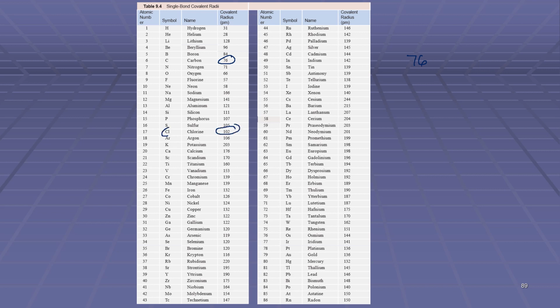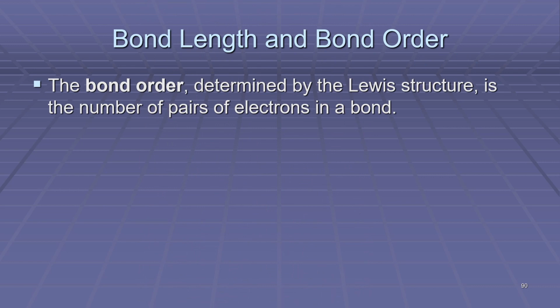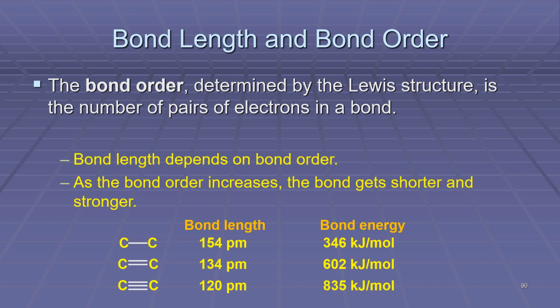So 102. So 76 plus 102 would be 178, and the unit is picometers. Now, it's not super interesting to know the length, but sometimes it's important to know that. Probably more important, though, is to know the bond order. The bond order is determined by the Lewis structure, and it's how many pairs of electrons are in a bond. So it's really easy. Bond order is just what kind of bond you have.